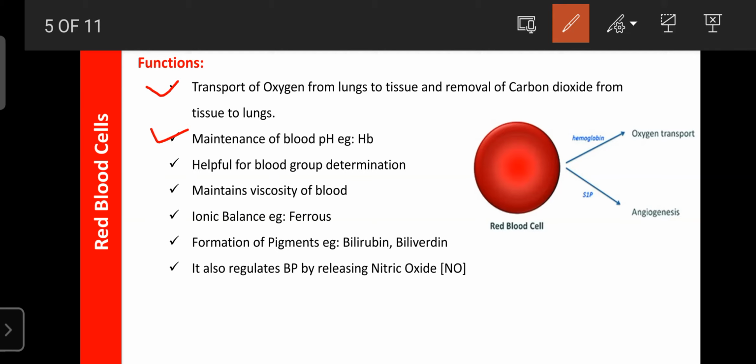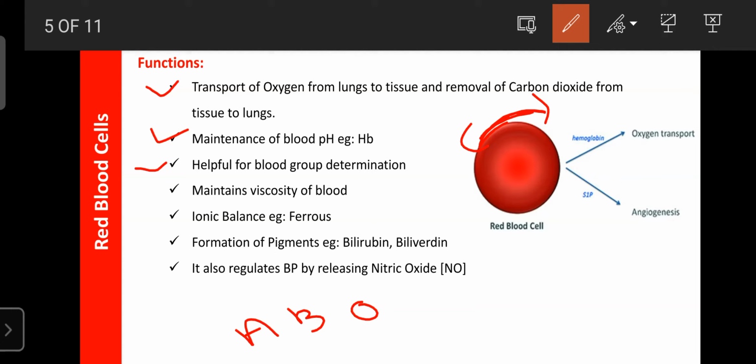RBC is also helpful for the determination of blood groups. Blood groups are mainly categorized into four types: A, B, AB and O. These blood groups are determined or identified with the help of the antigens present in the plasma membranes of the RBC. So RBC also consists of a plasma membrane, and that plasma membrane is made up of glycoproteins and glycolipids.